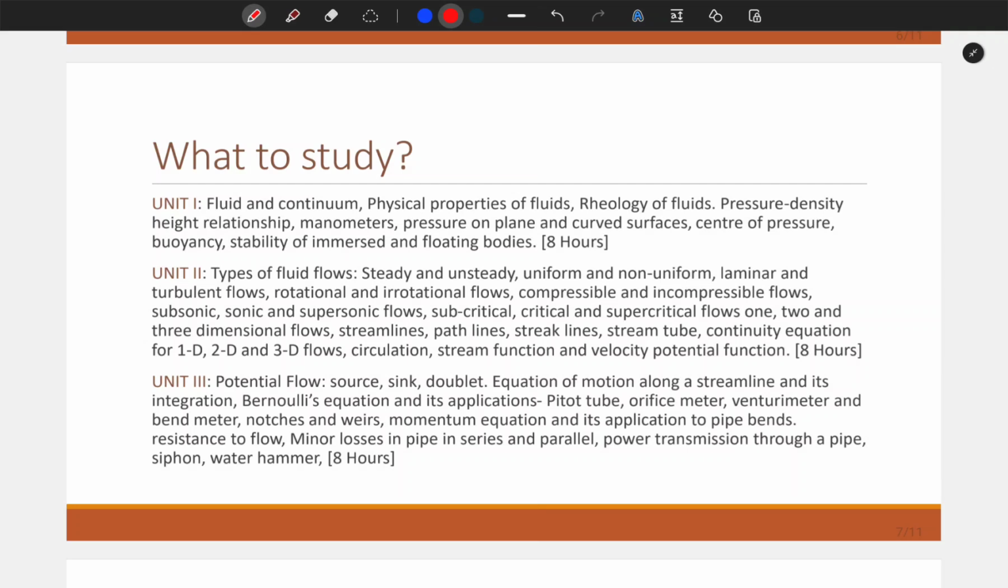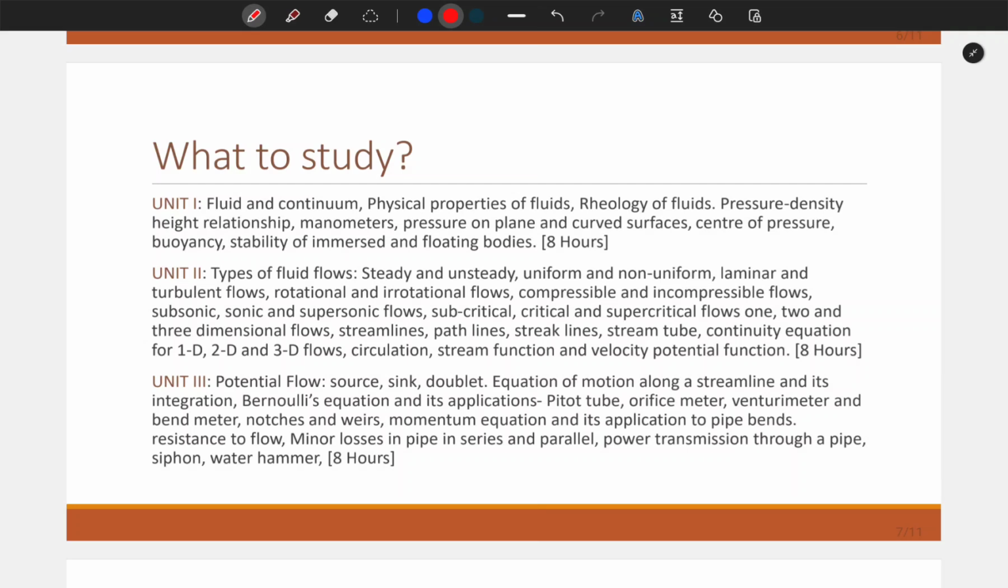Notches and weirs are also devices used to measure the flow of water along a canal, along a tank or along a river. Momentum equation is based on Newton's second law of motion, which states that the net force acting in any direction is equal to the rate of change of momentum per second. And its application, we will also study its application to pipe bends.